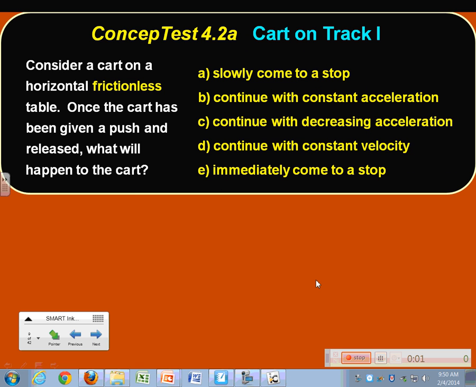Let's try this one. What will happen to this cart? You push it on a frictionless table. What will happen to it?